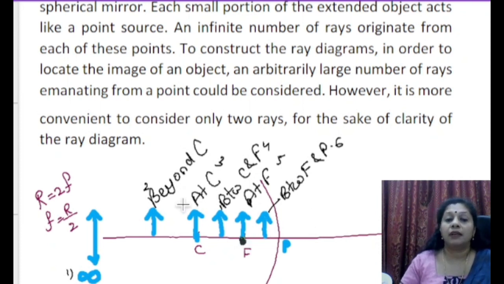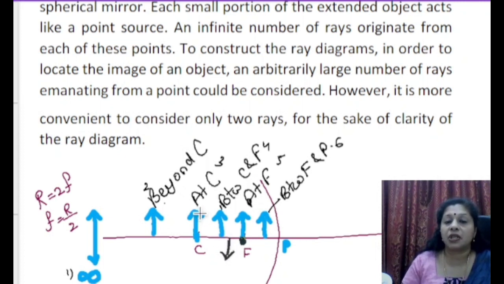Now the second position, if it is beyond C. The object is coming from right to left, but now I am going from left to right. So after F, which is the position? After F, the position is between C and F. So if the object is beyond C, I will get an image just between C and F. It is smaller than the actual size, so we can say it is diminished. But it is real and inverted.